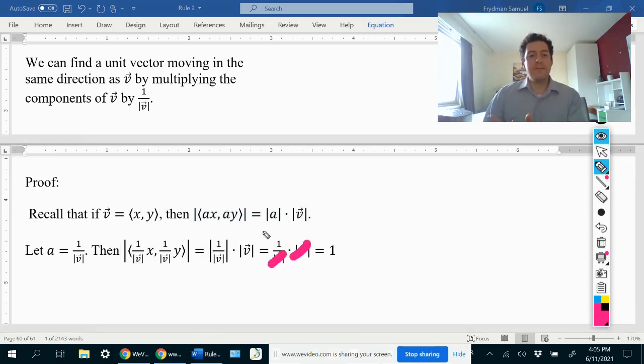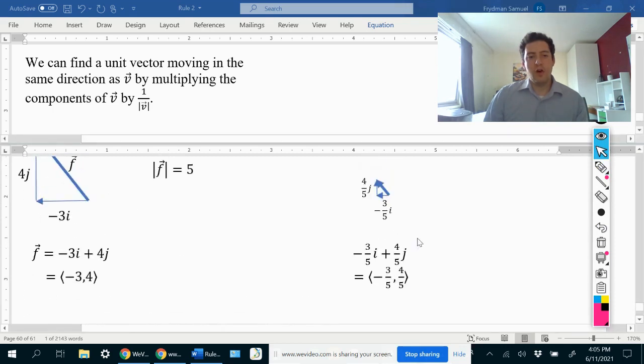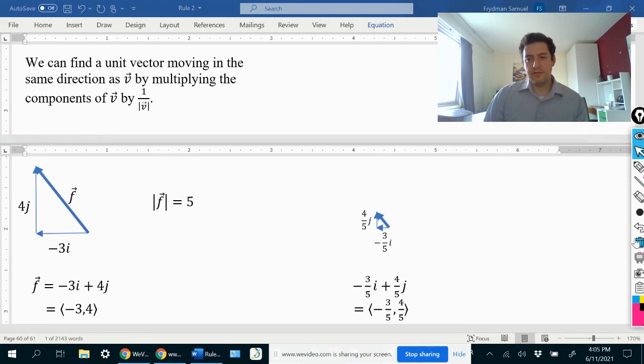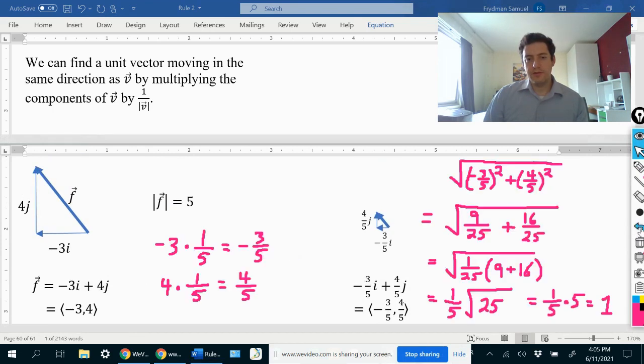Okay, no matter what the magnitude of v was, if we multiply the components of v by 1 over that magnitude, then the magnitude of the resulting vector would be 1. And we just saw an example of that over here. Okay, and you can see that what we wrote over here is very similar to what you saw in that proof just now.